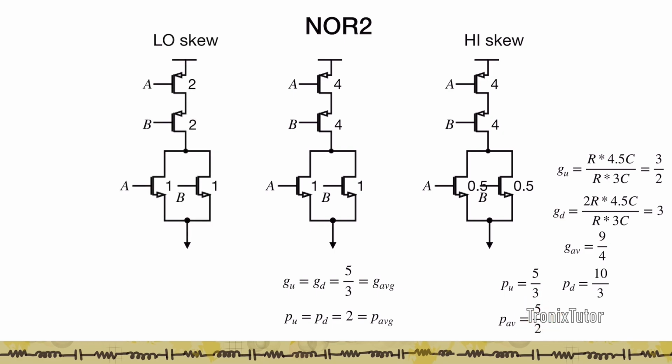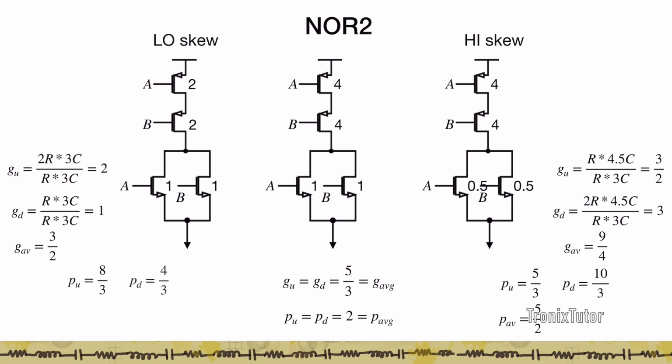Let's look at the low skew. In the low skew, these large PMOS transistors are reduced to 2 and 2. And so in this case, what you see is that the pull up logical effort goes to 2, the pull down logical effort goes to 1, and the average logical effort of this gate is actually 3/2, which is less than the average logical effort of the NOR2 gate. If you look at the parasitic delay again, parasitic delay is 8/3 and 4/3. The parasitic delay is the same as that of a symmetric NOR2 gate.